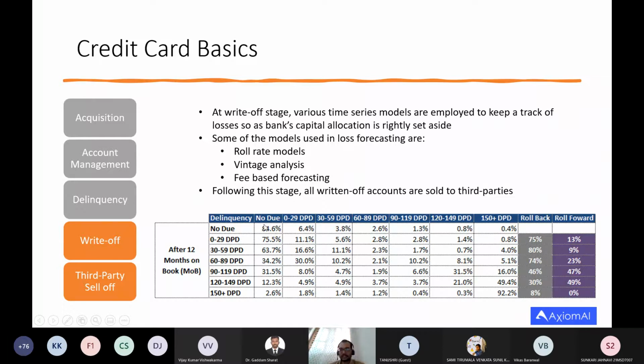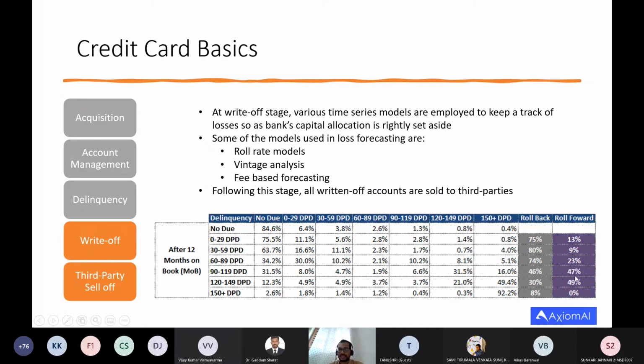At the write-off stage, you develop certain models, most of them time series models. You develop these roll rate models, which effectively tell you how much of your population is flowing from one bucket to another. Say you look at this column, roll back and roll forward. Rollback is when a customer in the delinquency buckets moves to a better bucket. Roll forward is the loss making direction, where he moves from a better bucket into these defaulting buckets.